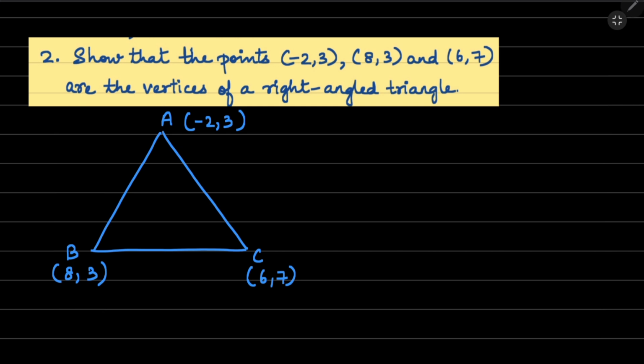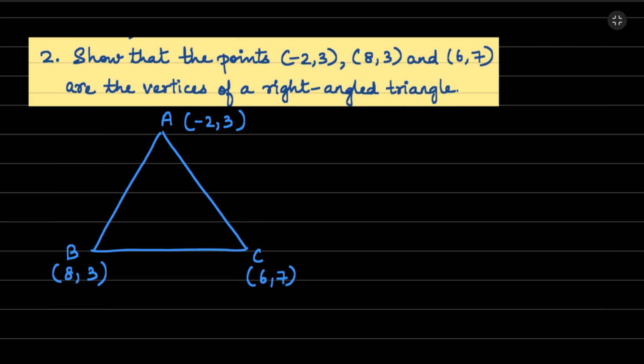Okay. In order to prove that it is a right angle triangle, you have to show that this particular triangle has a longest side. It has a hypotenuse, and the square of the hypotenuse is equal to the sum of the squares of the other two sides. So we have to prove that.